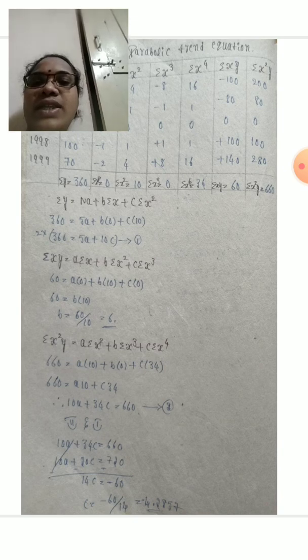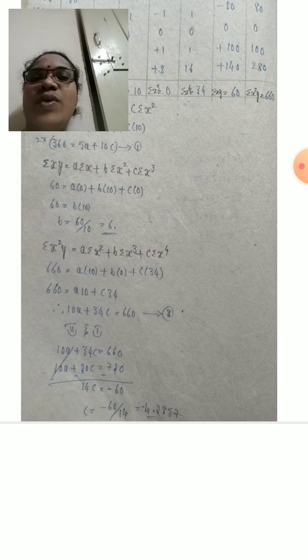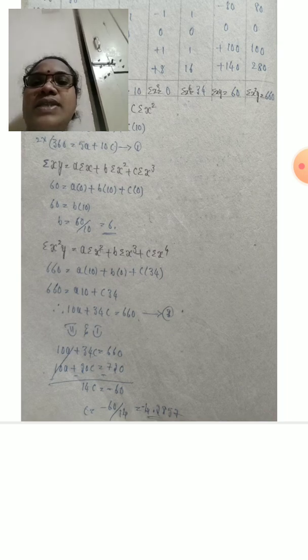Sigma xy equals A sigma x square plus C sigma x power 3. Sigma xy is 60. A sigma x is 0, plus B sigma x square is 10, plus C sigma x cube, that is 0. So 60 equals B into 10. B equals 60 by 10, that is 6.